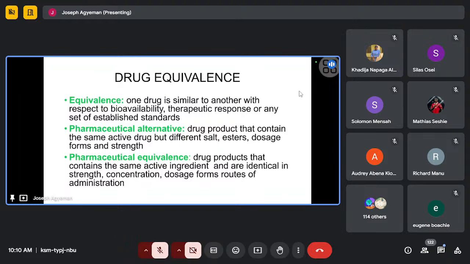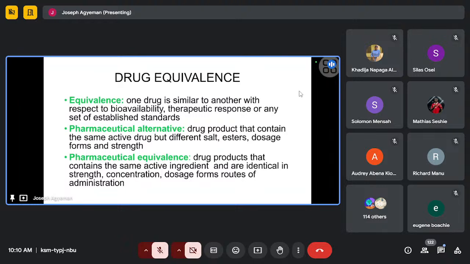Then we come back to the essential medicines list proper. When do we say that two drugs are equivalent? So drug equivalence. This is when one drug is similar to another with respect to bioavailability or therapeutic efficacy, or any other established standards that you want to use to compare the two drugs. If they are similar, then you can say that those two drugs are equivalent. So you want to set any standard. You want to check the bioavailability of two medications.